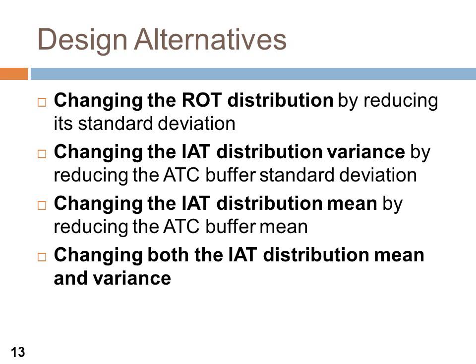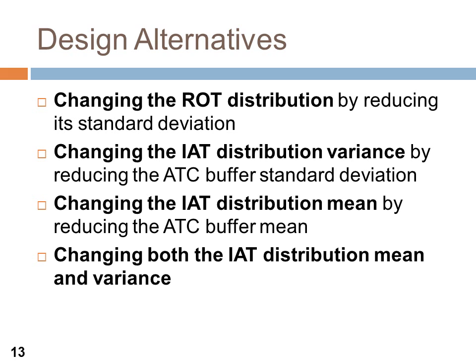We have 4 design alternatives, the first being to change the runway occupancy time distribution standard deviation. The second is to change the in-arrival time distribution standard deviation, which will be done by changing the ATC buffer standard deviation. The third is to change the in-arrival time distribution mean, which will again be done by changing the ATC buffer mean. And the fourth is a combination of alternatives 2 and 3, changing the in-arrival time distribution mean and standard deviation.